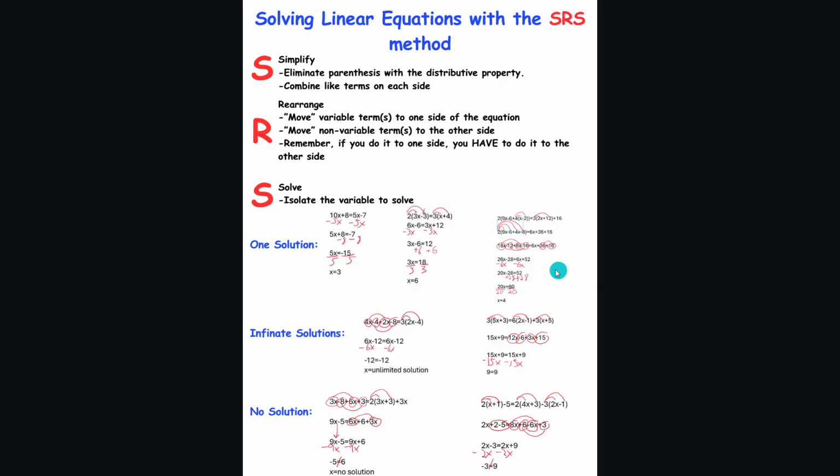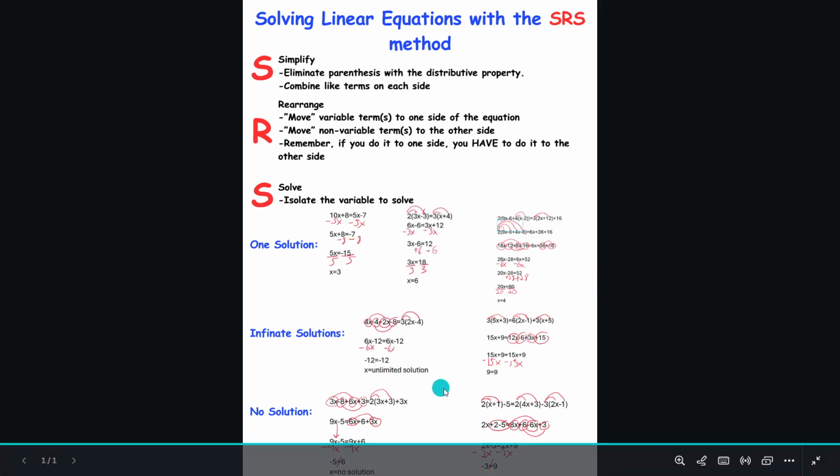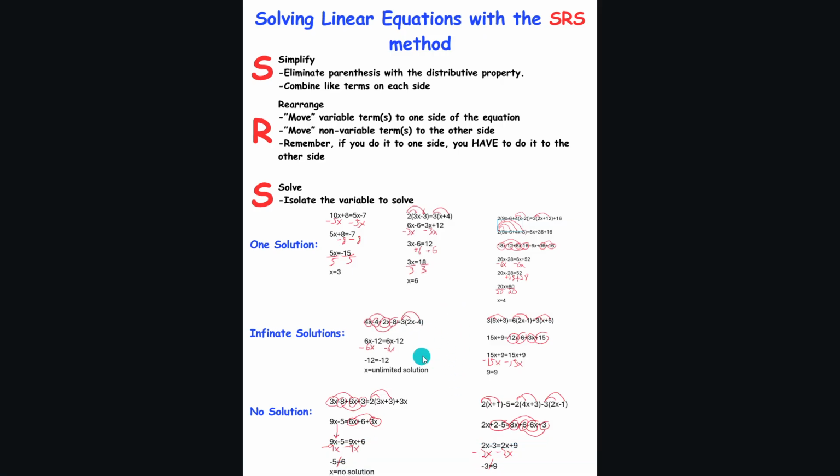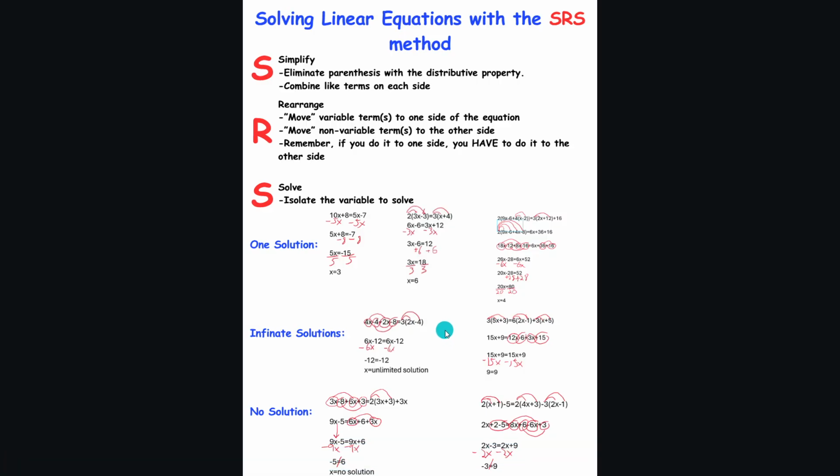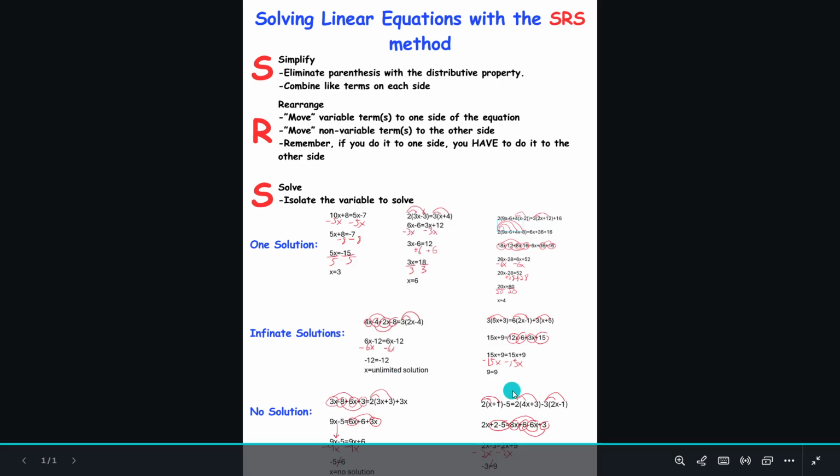But then for infinite solutions, essentially, if both sides of the equation are the same, then the solution is unlimited. Anything works for x. So in these 2 examples, you can see that they both end with equal terms, equal non-variable terms, actually, to be specific.